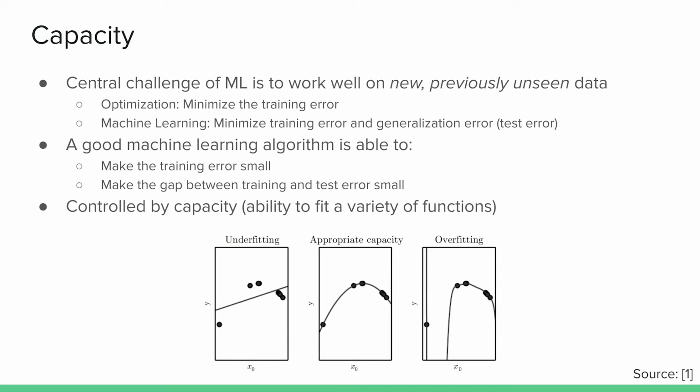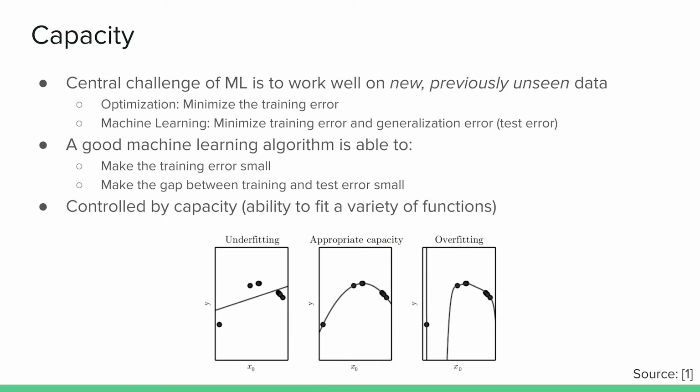And how can you control this? It's the capacity. This is the central parameter that allows us to determine what capacity our network has, how good it can eventually become and fit our underlying function that we're trying to learn here. So it's the ability to fit a variety of functions. And as you can see in this example here, you can have underfitting when your model has too low a capacity, where it can only predict a line, but our data is not coming from a distribution of a single line. So this will be underfitting.